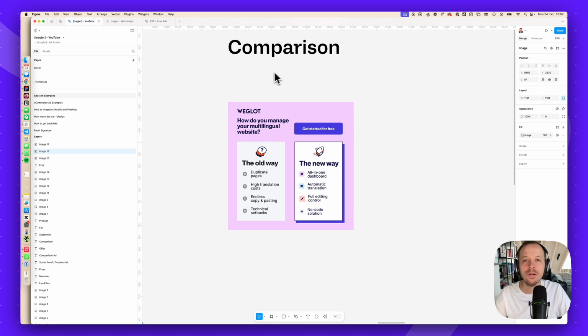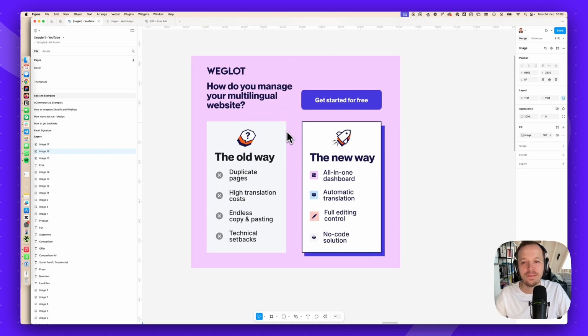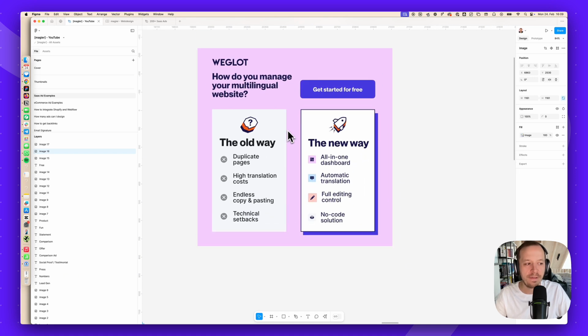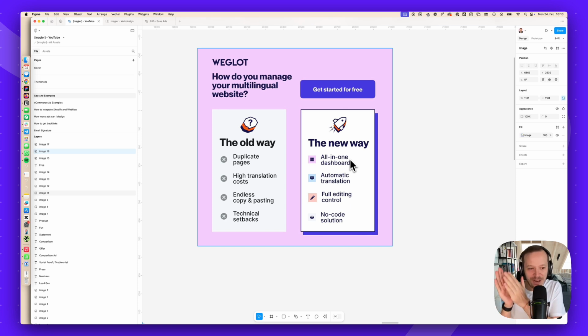Another type of comparison ad is the before and after. In this case, we have Webflow. Webflow is a tool that is used to translate websites. And if you have translated a website before, you know that these are some of the pain points: duplicate pages, high cost, all of this. And what they are showing here is that if you're using Webflow, life is actually way, way better. So you should try it out for yourself. This works well for a lot of companies in the software space because you can really show the different pain points and then your solution to them.